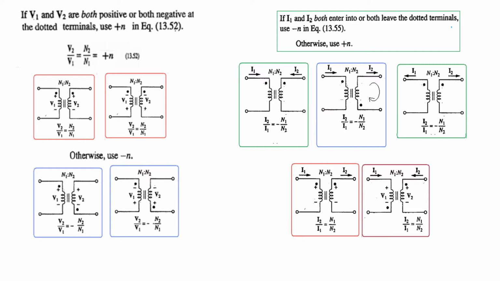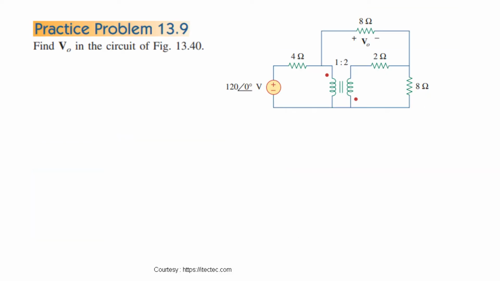Okay, now with this in mind, we'll solve practice problem 13.9, where we have to find V0, which is the voltage across the 8 ohm resistor. For this, I have got guidance from this website, so thanks to them. Now we'll solve this by the nodal analysis method.